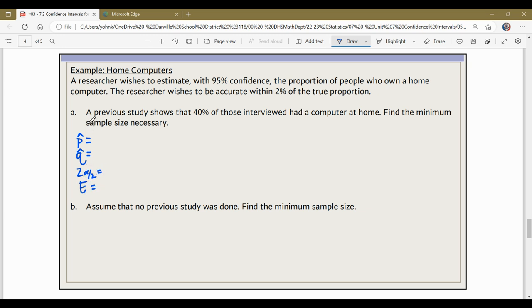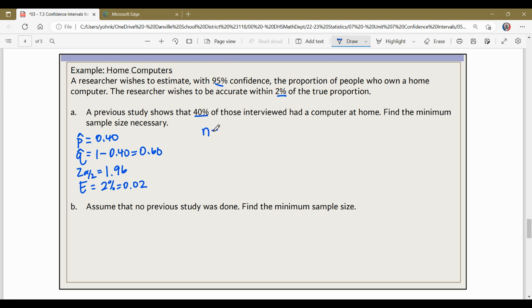In this situation, our p hat is our previous study, that's the 40%, which means that our q hat is 1 minus our p hat, or 1 minus 0.40, which gives us 0.60. Our z alpha over 2, our critical value, goes with 95% confidence, which is 1.96. Our error goes with how accurate we want to be. That 2% needs to be changed to a decimal, 0.02.